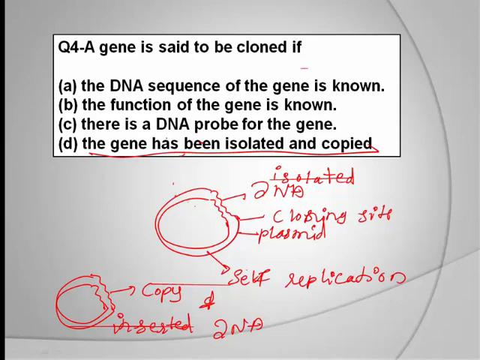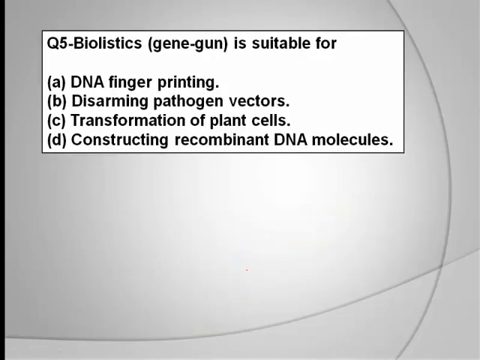When we get a copy of the inserted DNA, yes, it is confirmed that the gene is cloned. Then the biolistic or gene gun is suitable for, the given options are DNA fingerprinting, disarming pathogen vector, transformation of the plant cell, and the last one is constructing recombinant DNA molecule. So the right answer for this one is constructing recombinant DNA molecule.